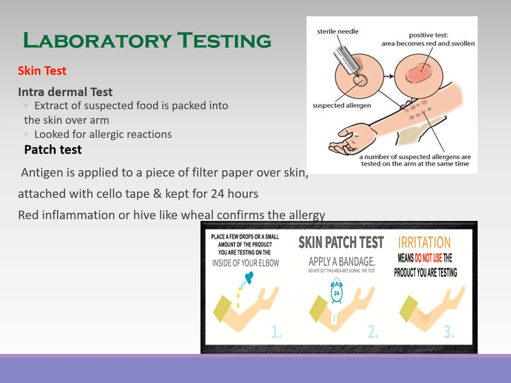Then patch test, it is almost similar to the intradermal test. In this test, the suspected antigen is applied on a piece of filter paper over the skin, attached with cello tape and left for over 24 hours. Red inflammation or hive-like wheal confirms the allergy. If there is any reaction like inflammation, we can confirm that the suspected food is allergic to the patient.